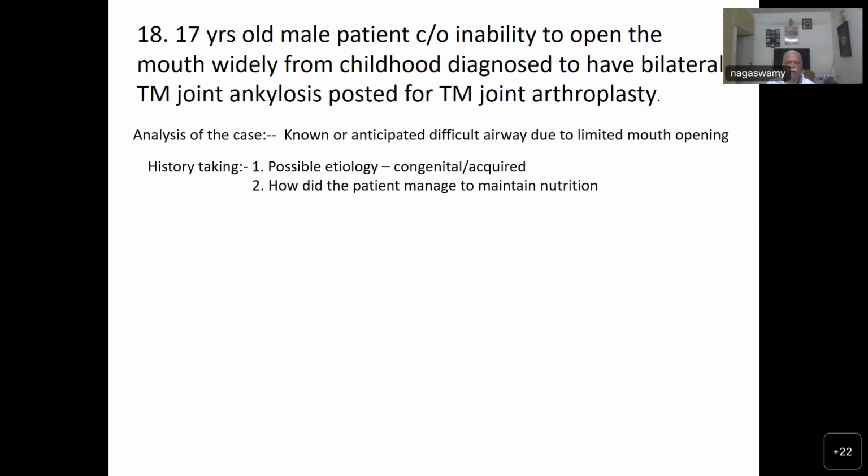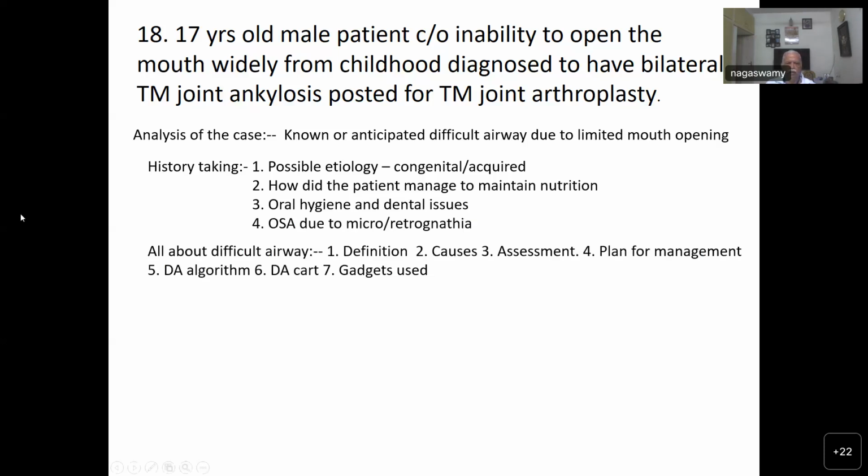Then how did the patient manage to maintain nutrition? That is another important history point. Oral hygiene and any dental issues before the planned surgery, and whether there is any OSA due to micrognathia or retrognathia. So these questions should be taken in the history.